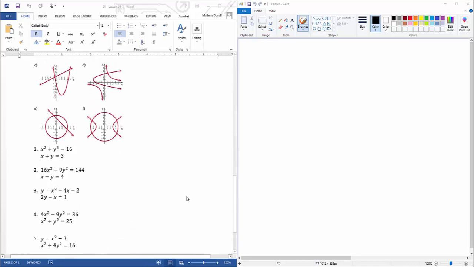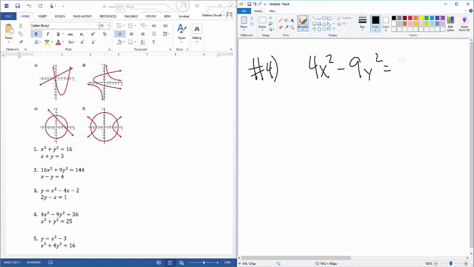Now there's a few things that we can do to be able to complete these, and that's using the substitution method or using the elimination method. Typically the only time that you can use the elimination method would be like on number 4, in which both equations only have x squareds and y squareds. So because these are x squareds and these are y squareds, I can use the elimination method.